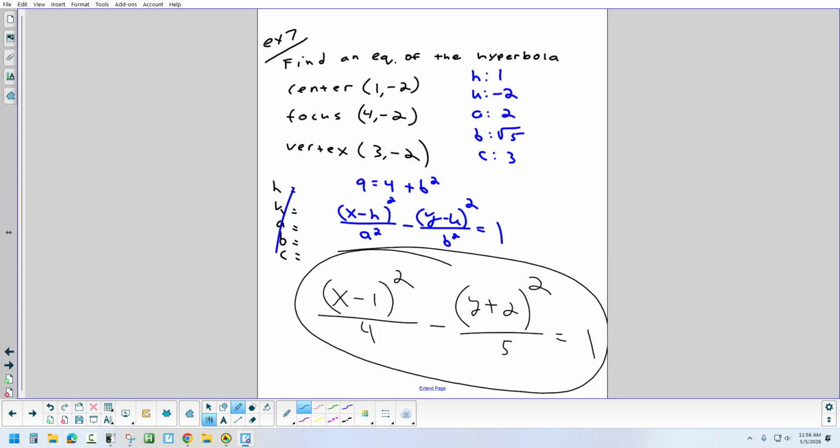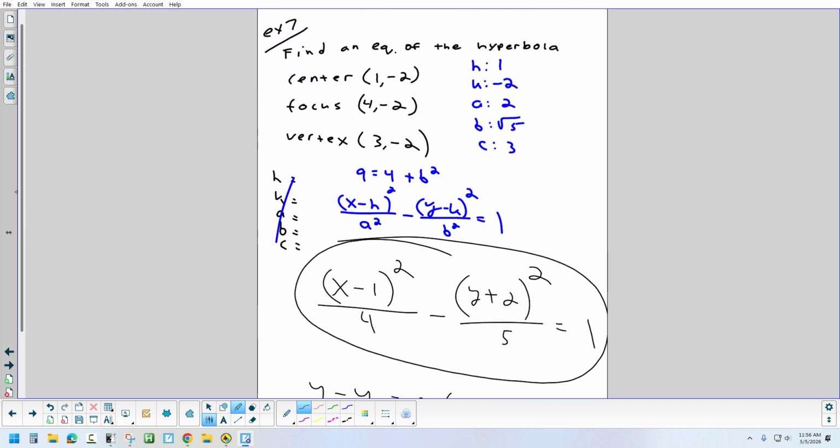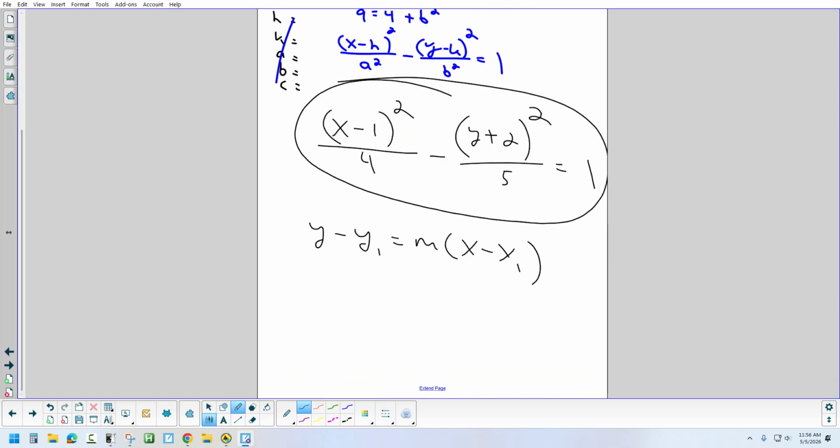Okay, so they said find the equation. They didn't ask for the asymptote. I'm going to find the asymptote because you might want to know how to do that. So you're going to use this formula. It's the point slope form of a line. What's going to be my slope when the transverse axis is horizontal? What letter over what letter? Yep. B over A. So my slope is root 5 over 2.